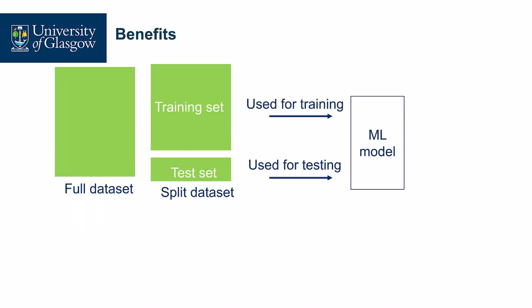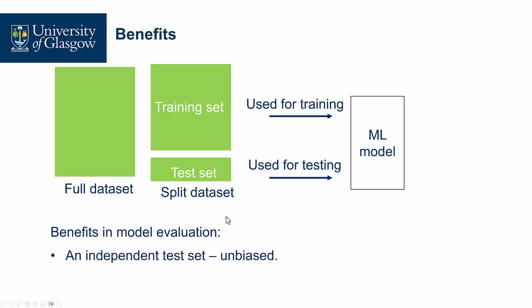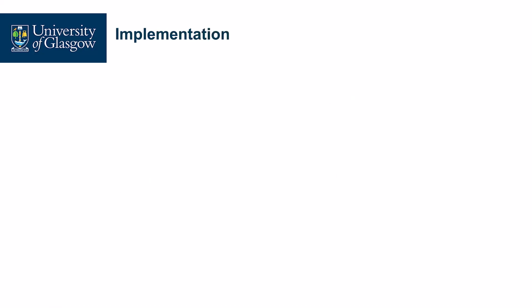So what are the benefits? First of all, we use a test set, and this test set must be fully independent of the training set. In this way, we can get an unbiased estimation of the performance of the machine learning model. And also by using a test set, we can avoid overfitting. Now, to get a training set and test set, how can we implement it in MATLAB?